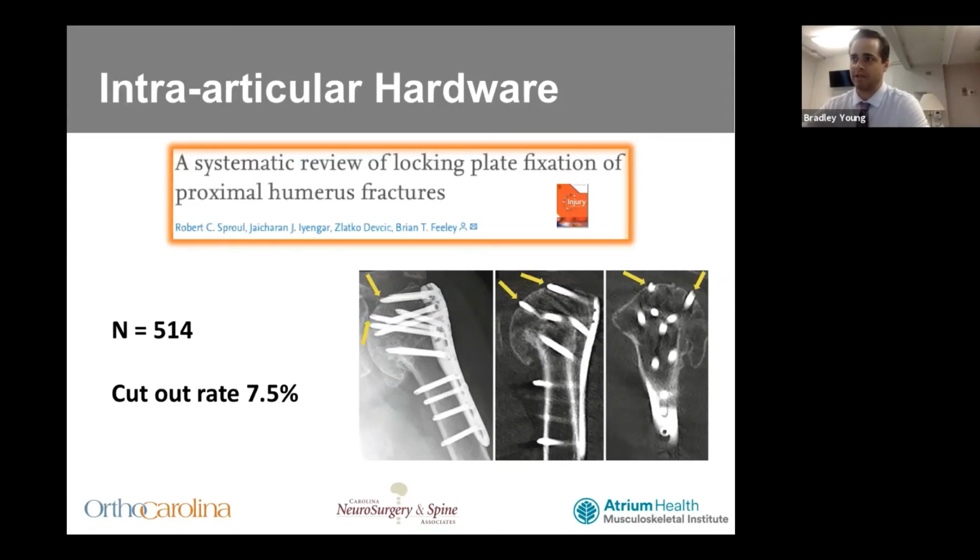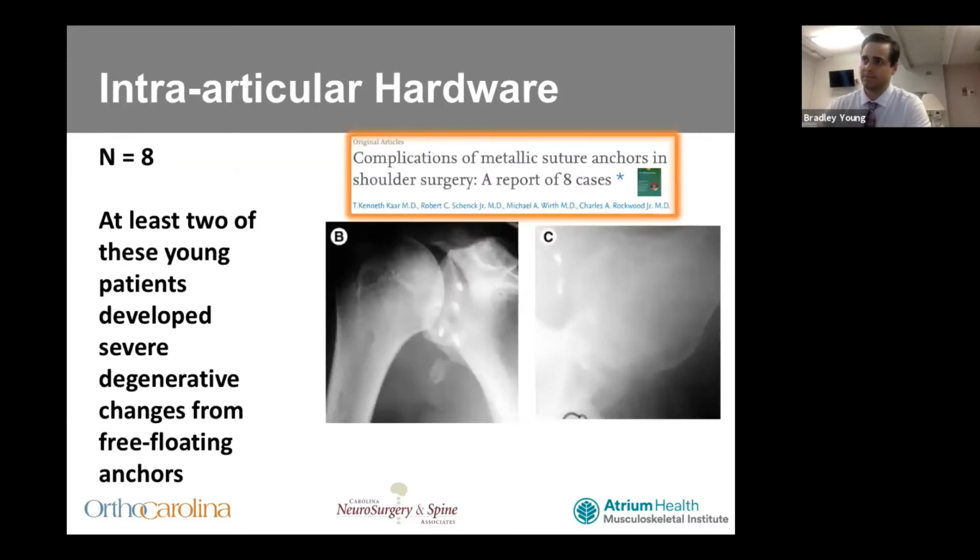So screw malposition or protrusion intraoperatively is much more common than cutout in young patients because they have healthy bone. But it's important to recognize that the cutout rate for all comer proximal humerus fractures in the most recent systematic review of the literature was 7.5%. So you can't always rule this out.